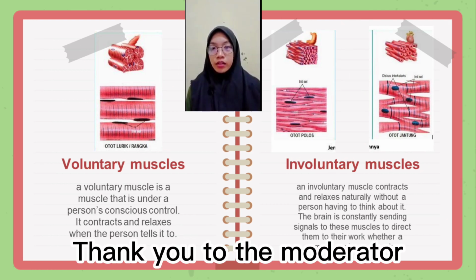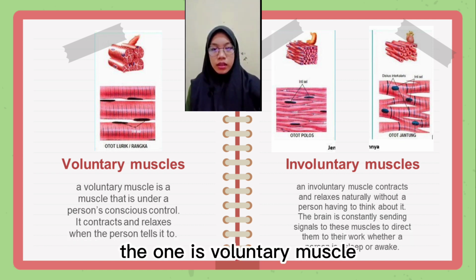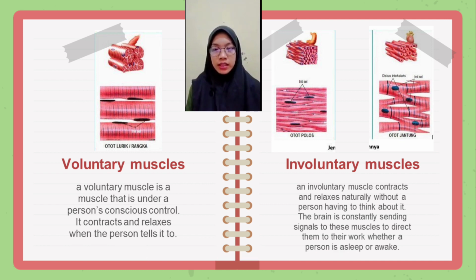Thank you to the moderator. I will explain that muscle can be either voluntary, involuntary, or both. The first one is voluntary muscle. A voluntary muscle is a muscle that is under a person's conscious control. It contracts and relaxes when the person tells it to.